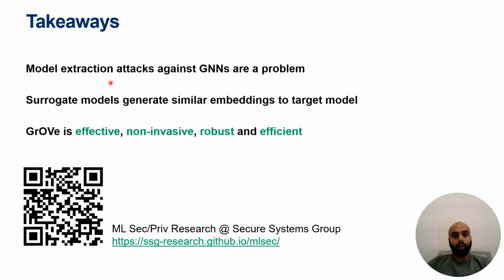Thus, the main takeaways of our work is firstly identifying that model extraction attacks against GNNs are a problem. We found that surrogate models generate similar embeddings to the target model, and we bring about GroVE, which is effective, non-invasive, robust, and efficient.